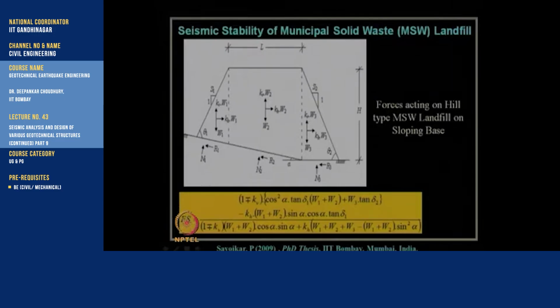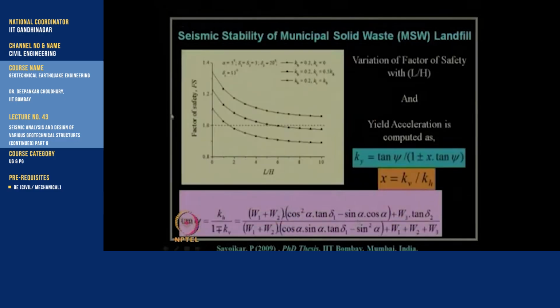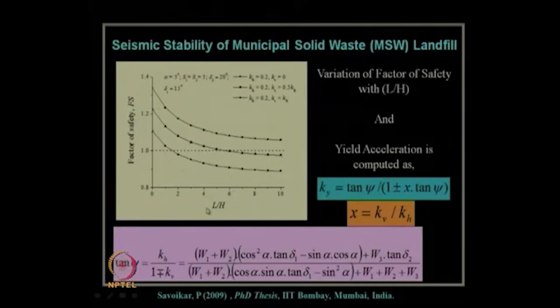This is the equation of factor of safety for the stability of this slope, arrived at after considering equilibrium of all the forces involved. So, these are the typical results of factor of safety, which is varying with respect to L by H ratio for different input values of Kh and Kv combinations with these given parameters. As it is seen, in some of the cases the factor of safety may go below 1. That means we need to find out the yield acceleration for those cases and also want to estimate the displacement.